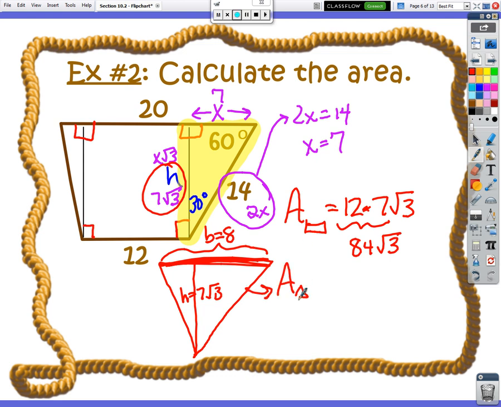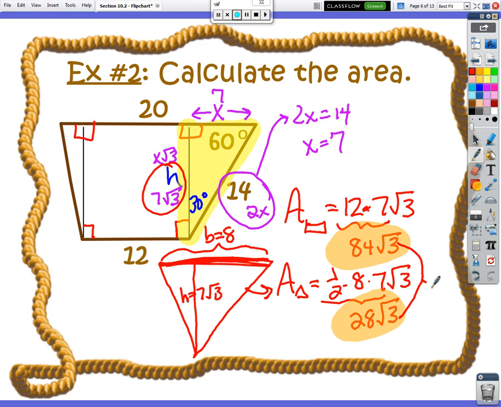So now the area of this triangle is 1/2 base 8 times height 7 root 3. And so then 1/2 times 8 times 7 is 28 root 3. And so if I've got 84 root 3 for the rectangle and 28 root 3 for the triangle, altogether, adding those, since both of these are root 3 numbers, I get a total area of 112 root 3 for the trapezoid. And guess what 112 root 3 comes out to be as an approximate decimal? You guessed it, 193.92. And again, either one of these answers is completely acceptable.